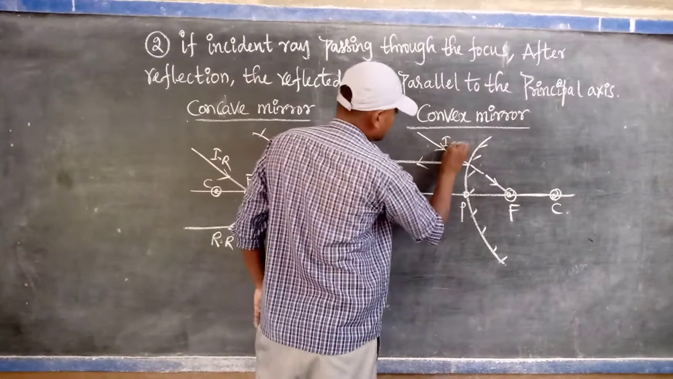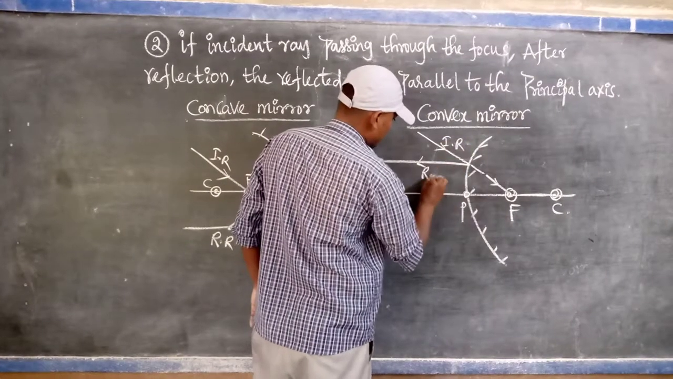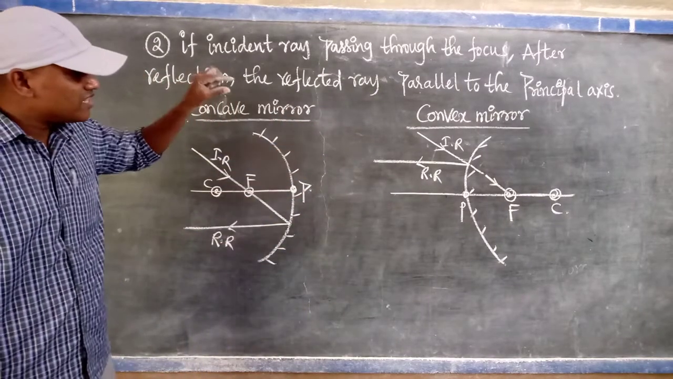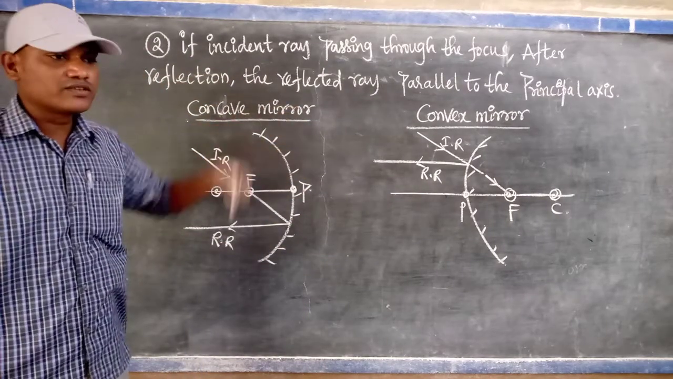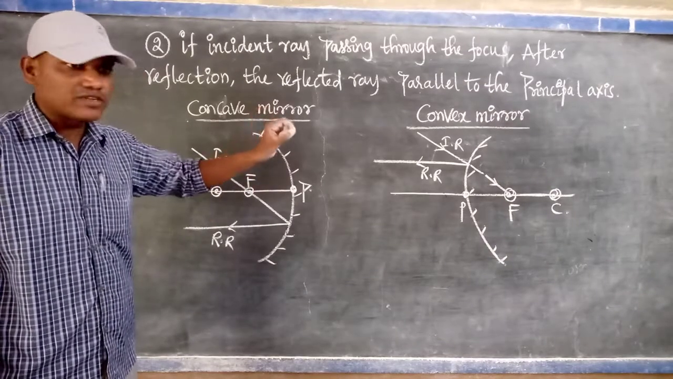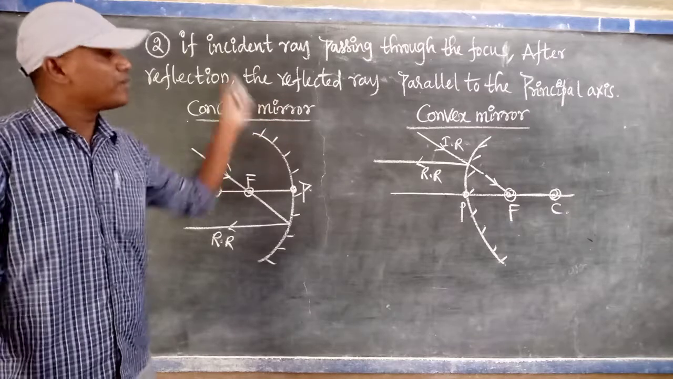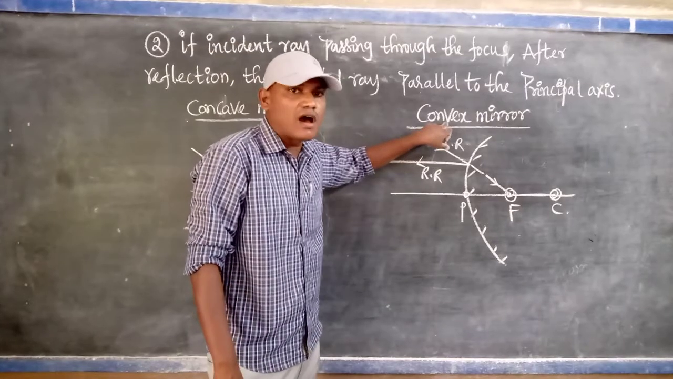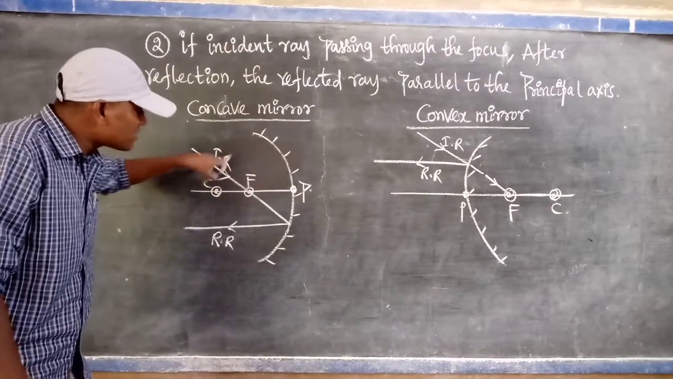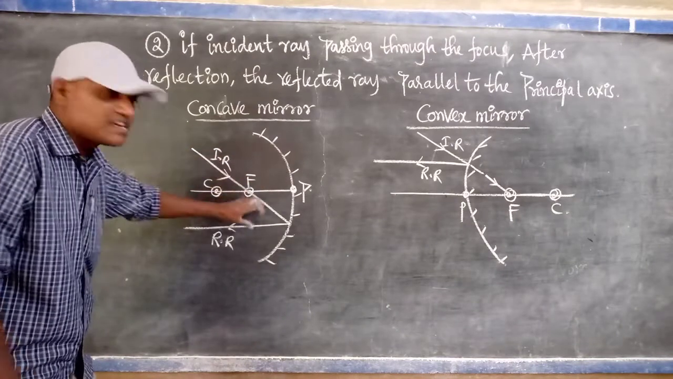So it is the incident ray, it is the reflected ray. Actually, in a convex mirror, the incident ray is not directly passing through the focus, because the focus and center of curvature are both present behind the mirror. But in the case of a concave mirror, they will be in front of the mirror.